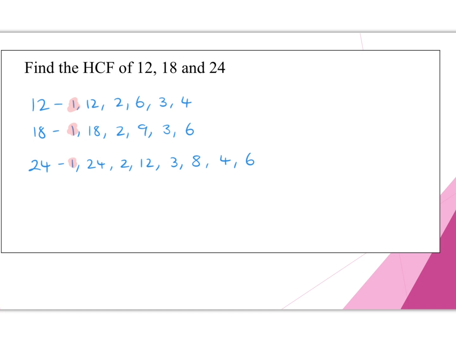So I've got the number 1 is in all 3 lists, the number 2 is in all 3 lists, and the number 3 is in all 3 lists as well. And lastly, the number 6 is also in all 3 lists. There are some other numbers that are in perhaps 2 lists, but we need to make sure we're looking in all 3 lists. So we're looking for the biggest number in all 3. So one of the numbers that I've highlighted, so the highest common factor will be 6, because this is the biggest number that we have found in all 3 lists.